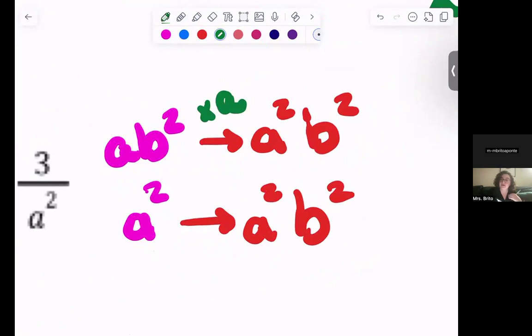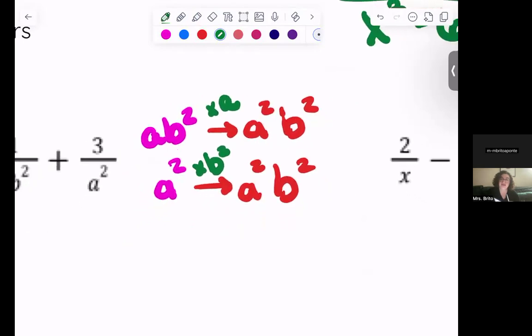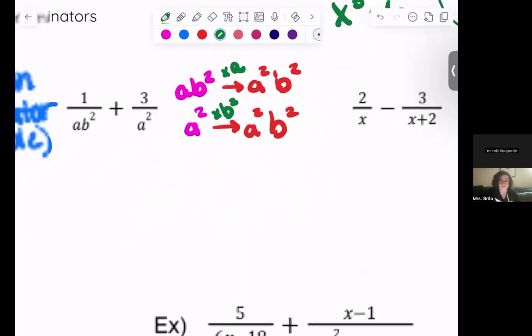So I know I'm going to have to multiply by A. The second term has A squared, just A squared. It doesn't have a B at all. So I need to make sure I'm multiplying by that B squared, so I have it included in my denominator.